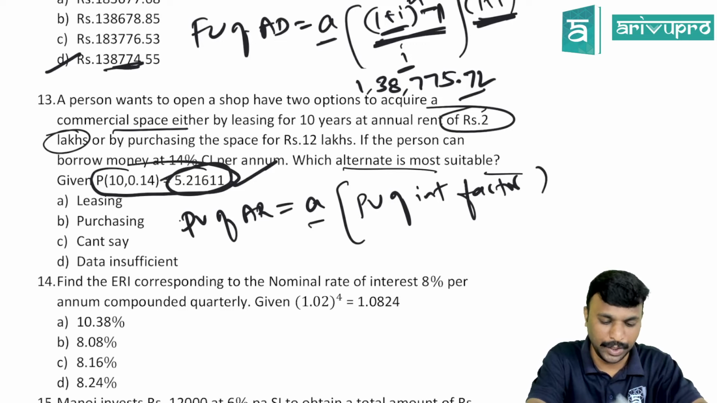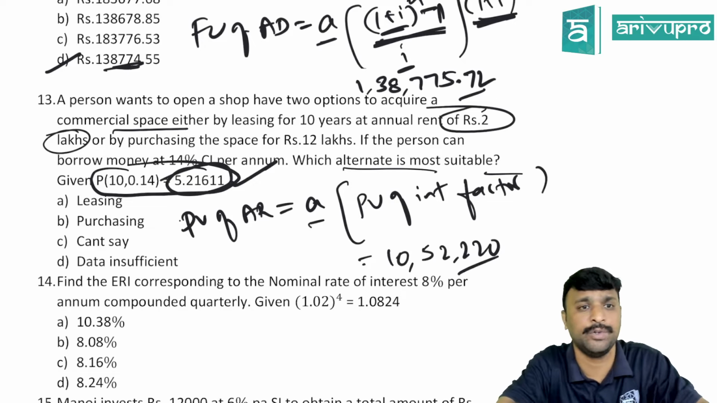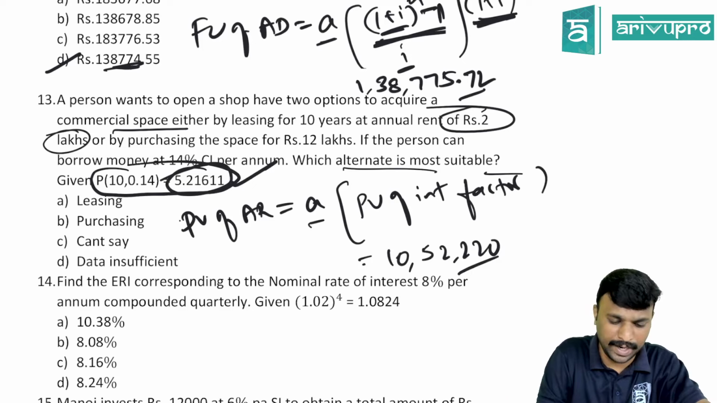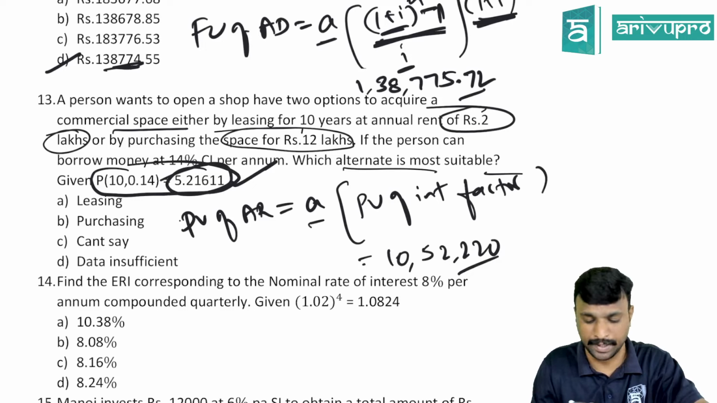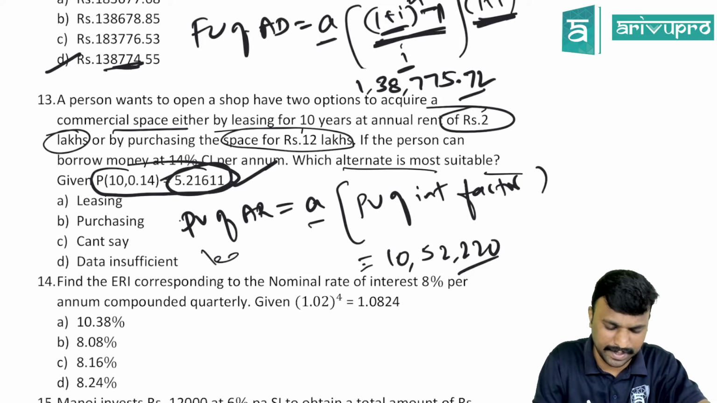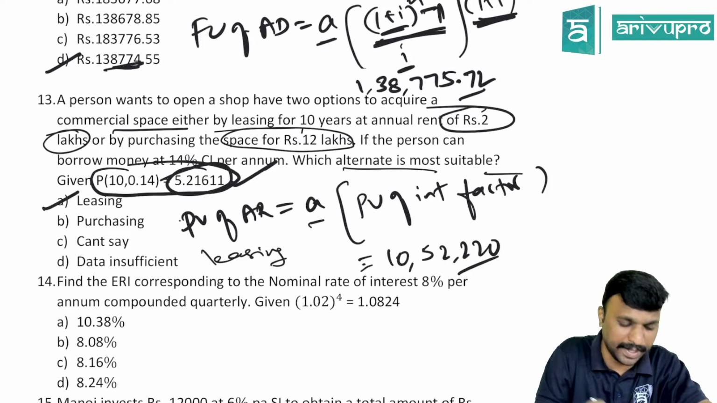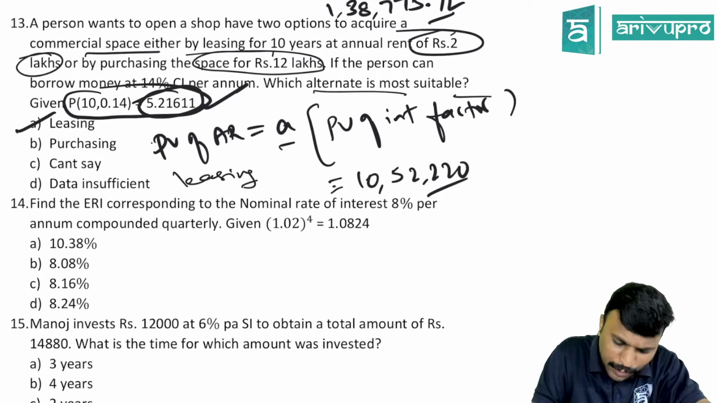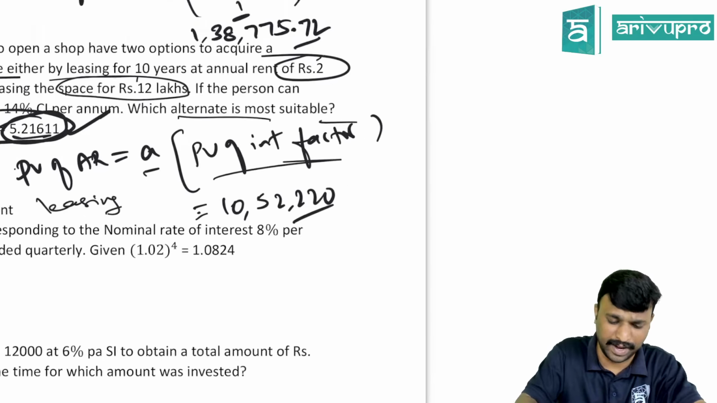So 5.221611 into A value. A value is how much? 2 lakh. So you get 10 lakh 52,220. And if you look at purchasing, the cost for the space is 12 lakhs. So leasing cost is less than the purchasing cost. So definitely leasing is better, right? Leasing is better.